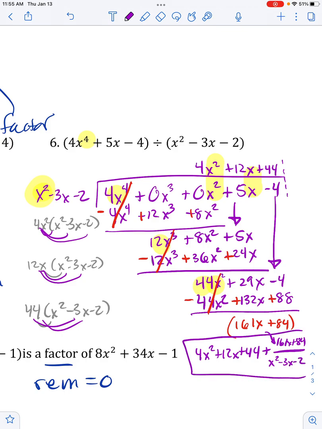So I'm hoping that just going through that repetition helps you guys out and makes it so that you're not confused or feeling stressed about the long division part of the test.